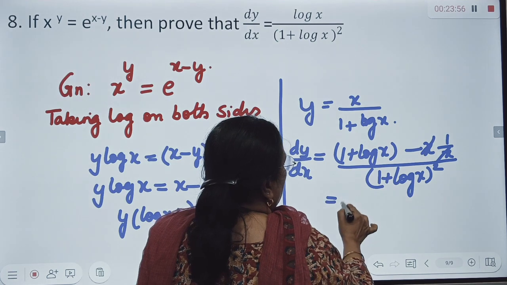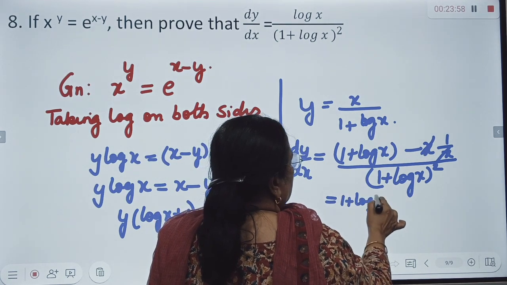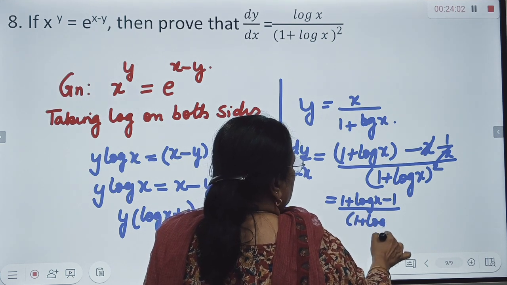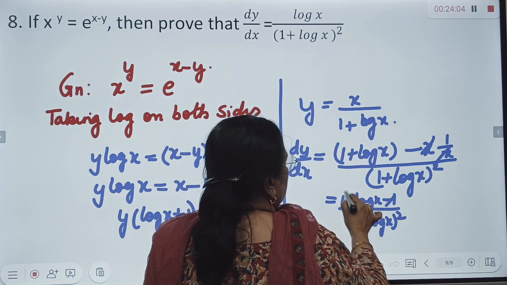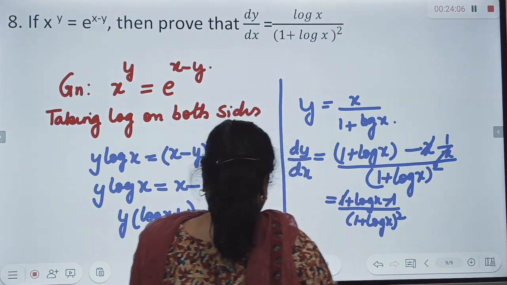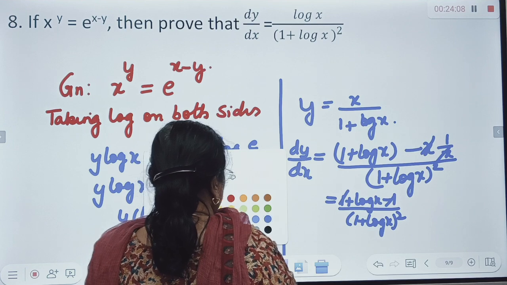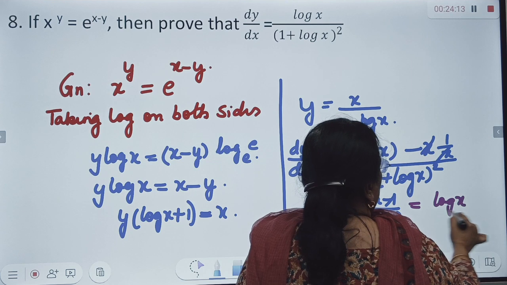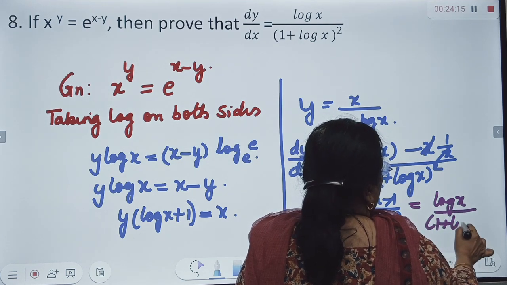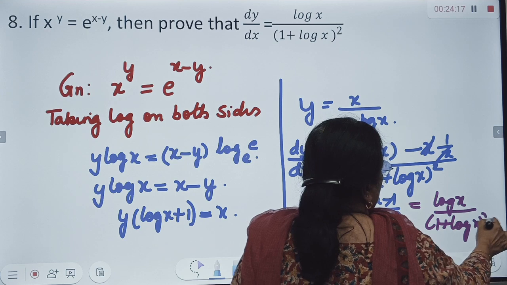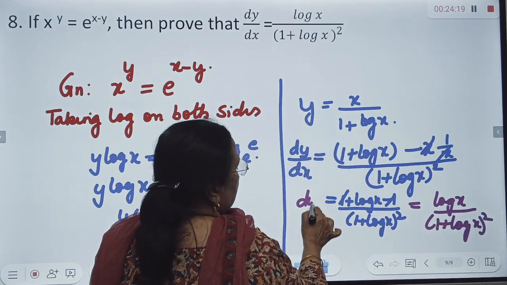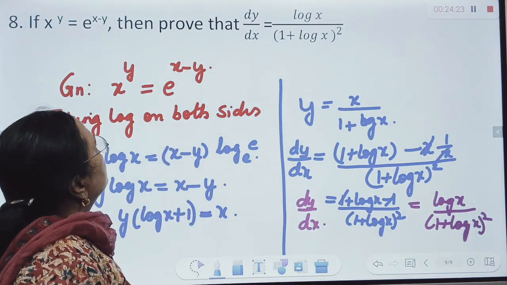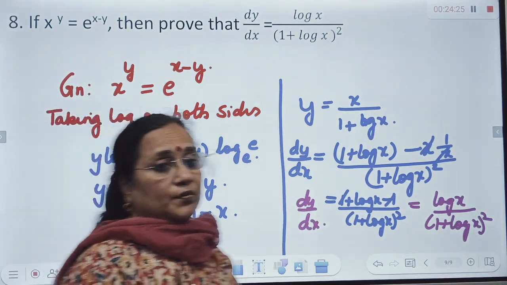So 1 plus log x minus 1 by 1 plus log x the whole square. So this is log x by 1 plus log x the whole square. This is your dy by dx. And this is what we wanted to prove. Are you all able to follow?